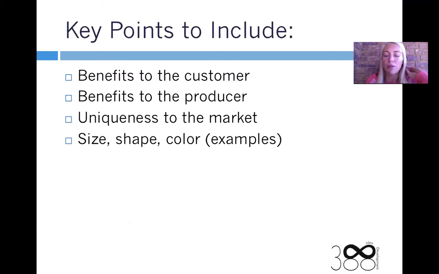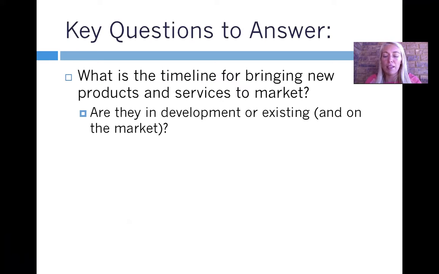So some key points to include in this would be your benefits to the customer, benefits to the producer, uniqueness to the market, the size, shape, color, different other features from your product or service, and then examples as well. Some key questions to answer in this document would be, what is the timeline for bringing new products or services to market? And are they in development or existing and on the market?